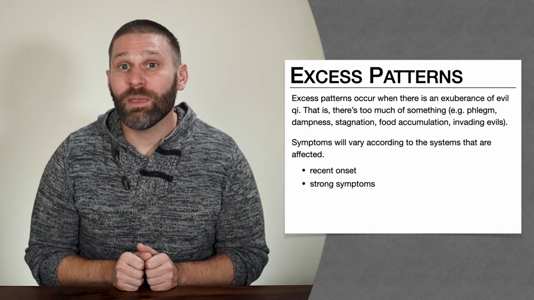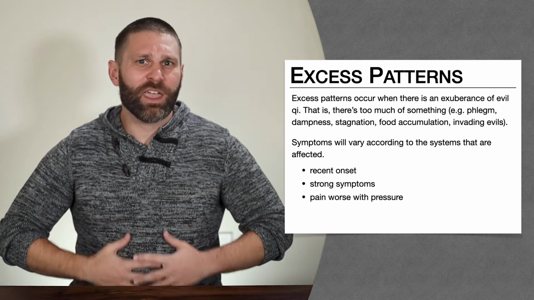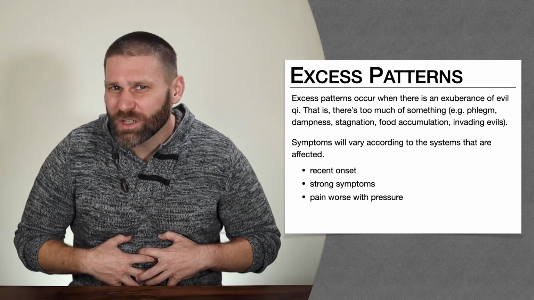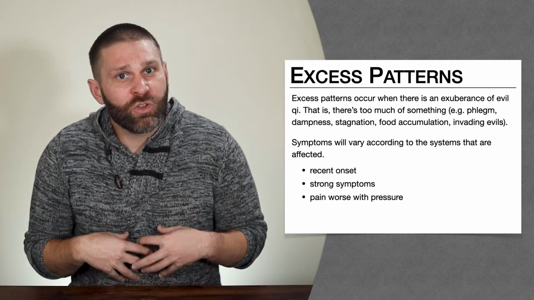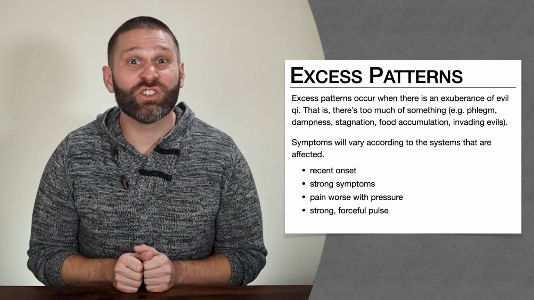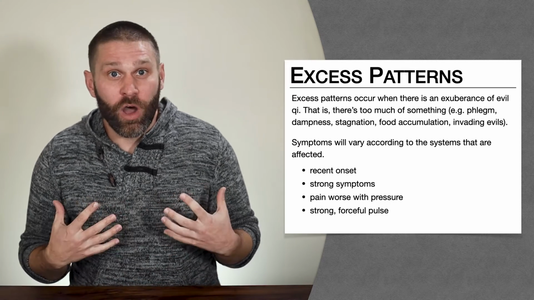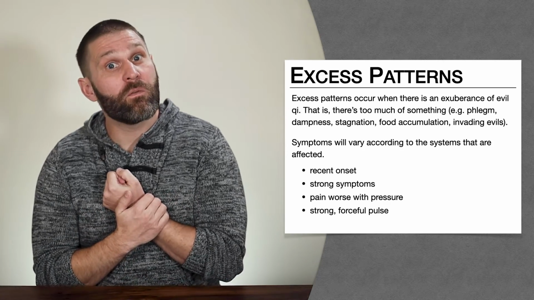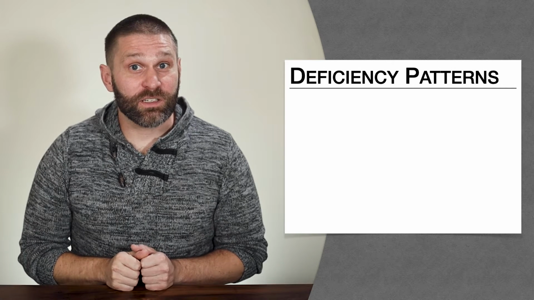If there's pain, it may be pain that's worse with pressure. This is common like with epigastric pain or pain associated with menses. If it's an excess condition, the pain is worse with pressure or it cannot tolerate touch because there's already too much of something. And as for the pulse, we tend to see a strong, forceful, excess type pulse. Basically, we have a strong evil, so the body is going to react to it strongly, and that's reflected in a forceful pulse.